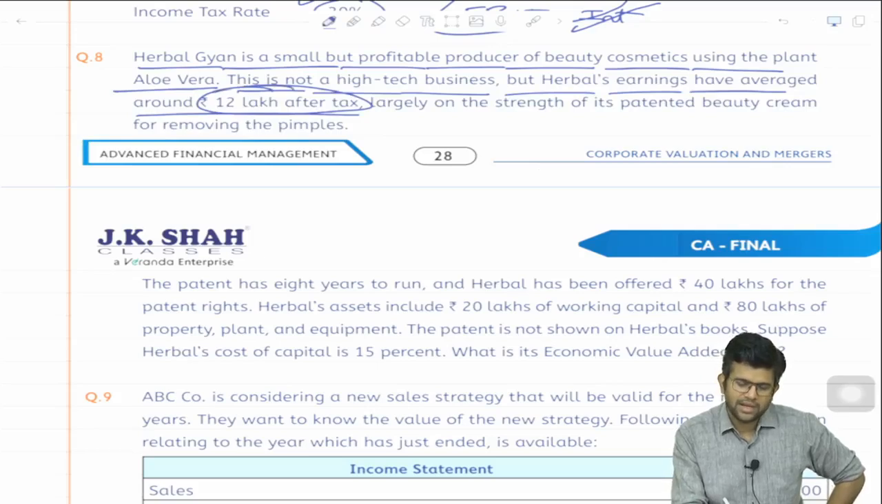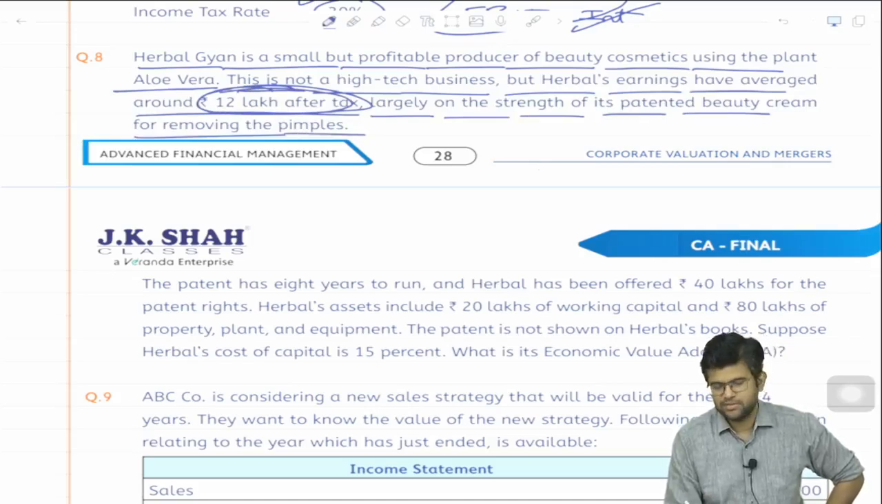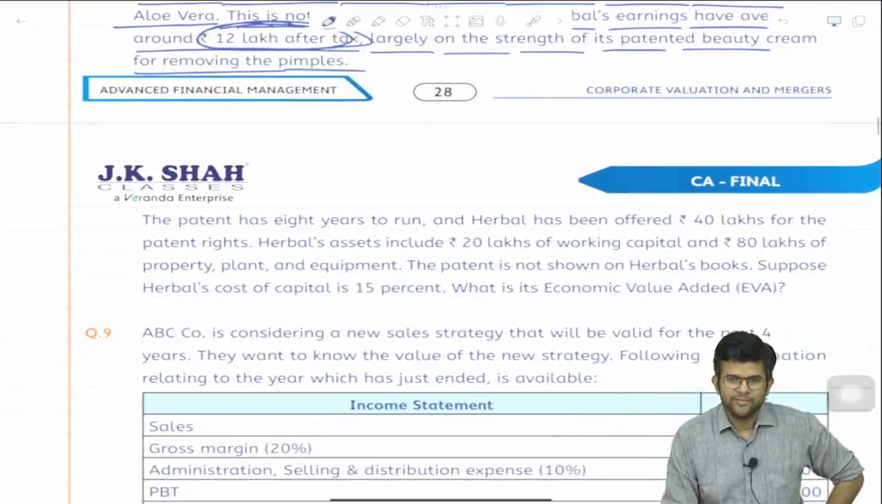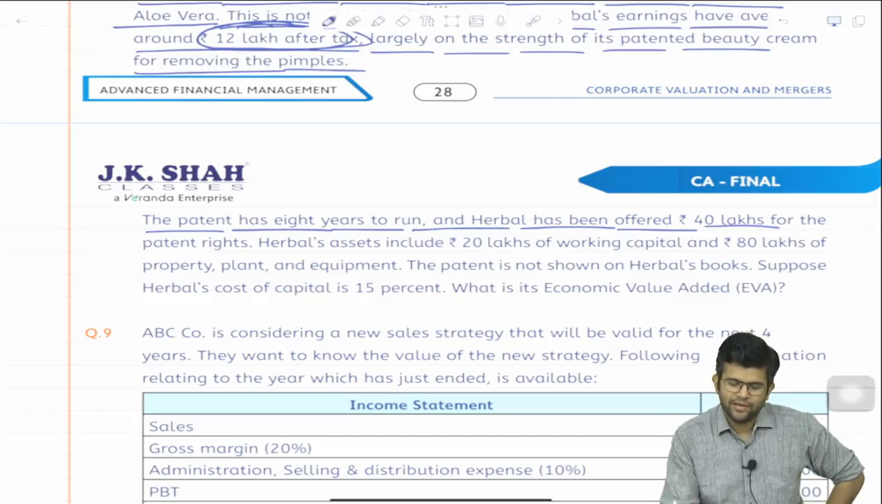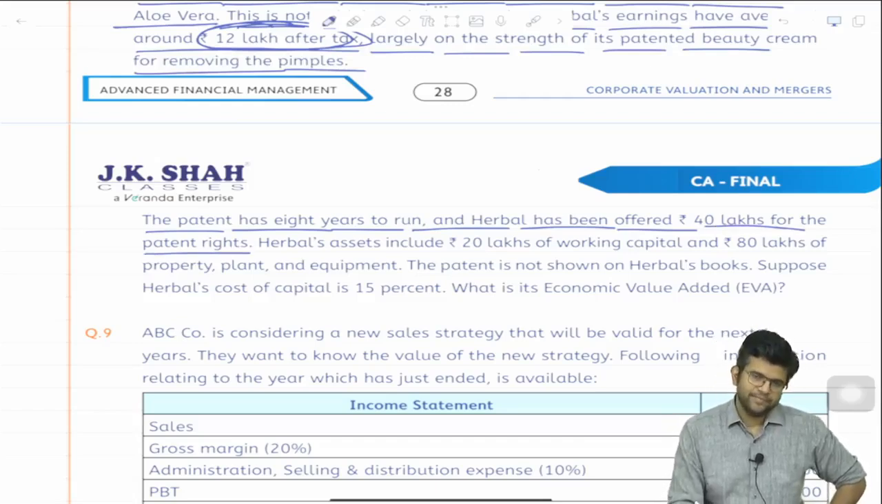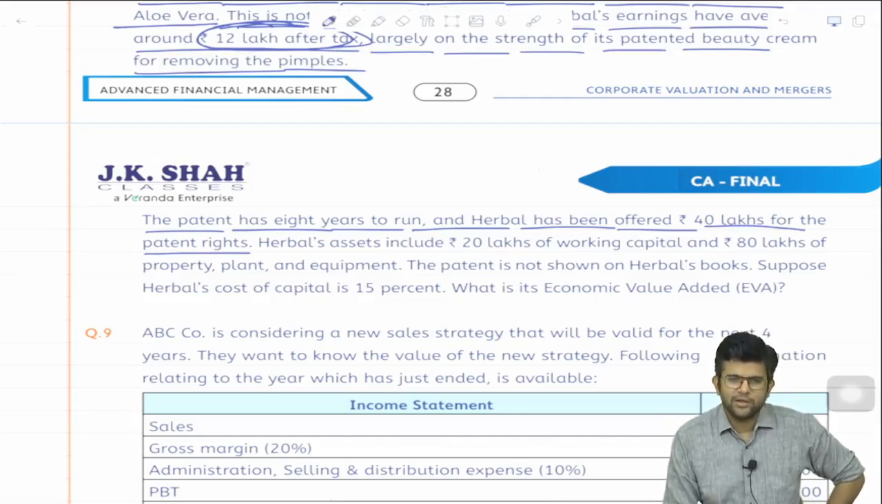And this NOPAT you have earned is largely on the strength of its patented beauty cream for removing pimples. What all I have to go through, huh? Anyways, moving on. Next, the patent has 8 years to run and Herbal has been offered 40 lakhs for the patent rights. So basically the valuation of the patent is 40 lakhs.